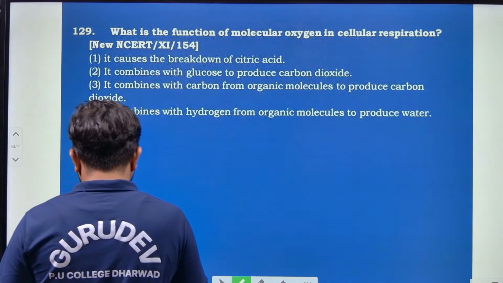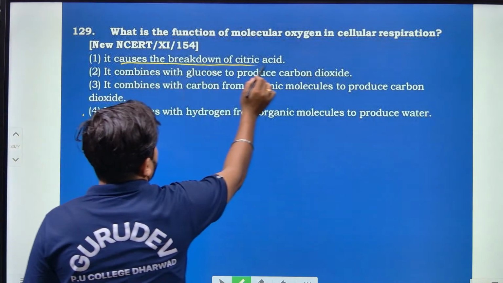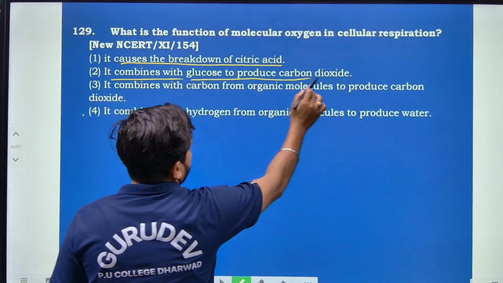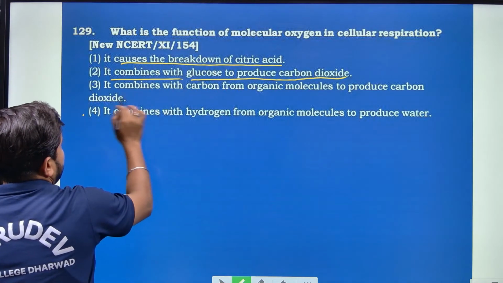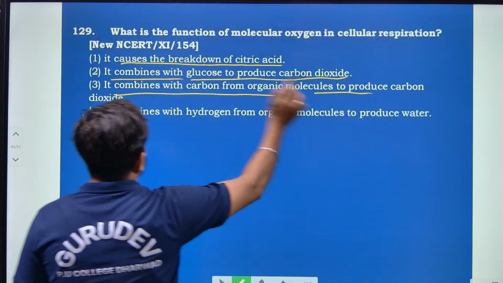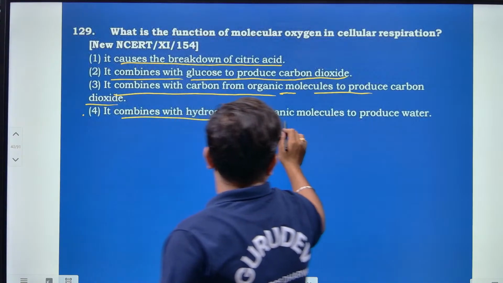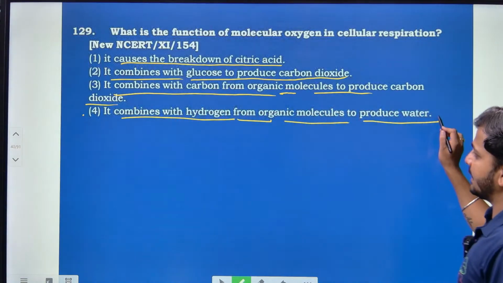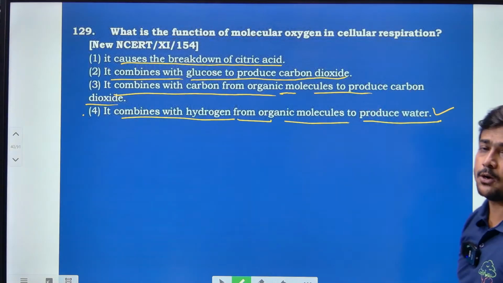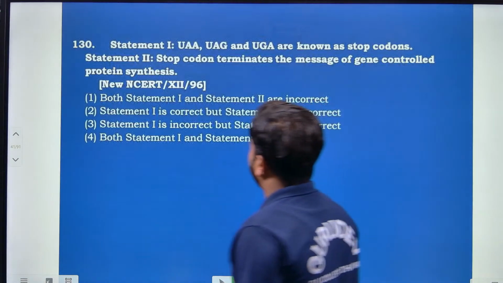Then what is the function of molecular oxygen in cellular respiration? Does it cause the breakdown of citric acid? No, right? Does it combine with glucose to produce carbon dioxide? No. It combines with the carbon from the organic molecule to produce carbon dioxide, and it combines with hydrogen from the organic molecule to produce water. Yes, this is correct with respect to molecular oxygen in cellular respiration, right?